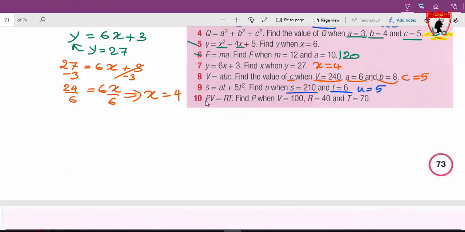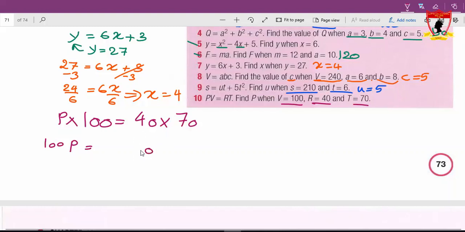Question 10. PV is equal to RT. Find P when V, R, and T are all given. What's missing is only P. Let's substitute the values of V, R, and T in this formula and then make P the subject. PV means P times V, and V is 100, equals R is 40 times T is 70. Let's simplify this. P times 100 is 100P equals 40 times 70.